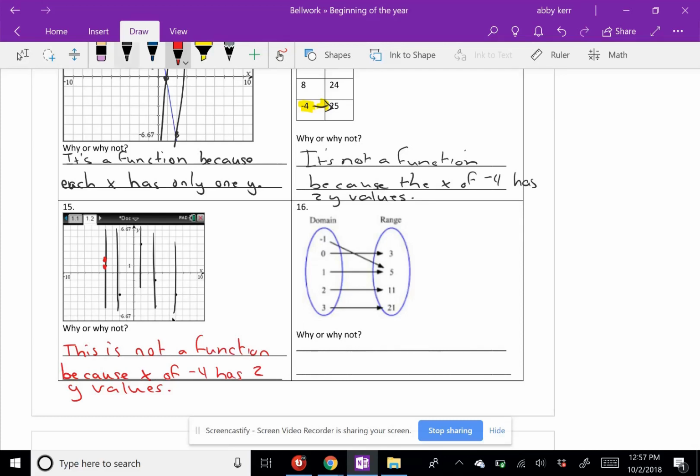Now when given a mapping diagram, you want to act like you're going to cover up the range because we only care about the domain. So this has 1, this has 1, this has 1, this has 1, this has 1. So notice that each x only has 1 y, so it makes it a function.